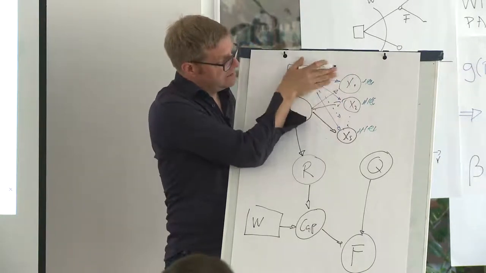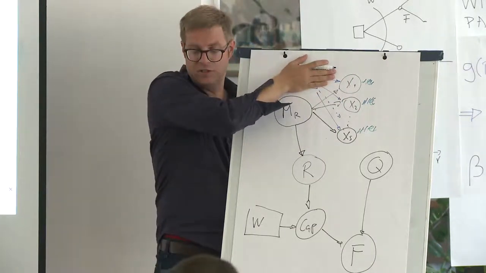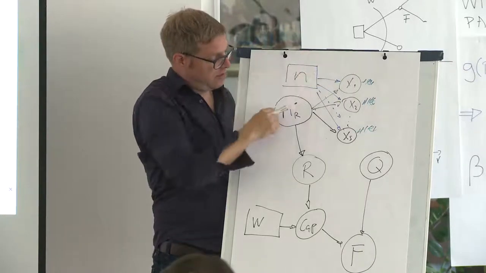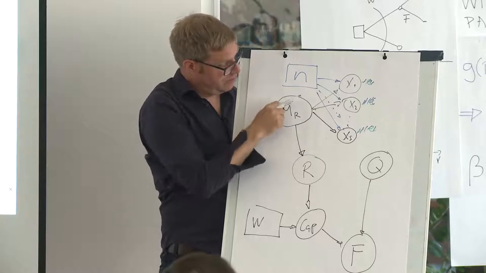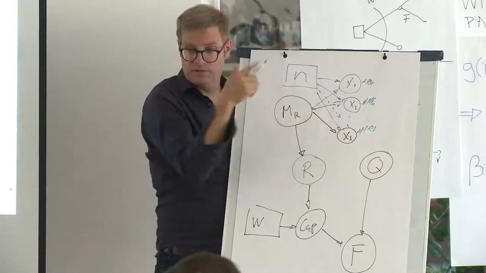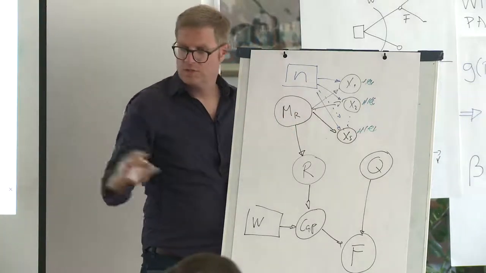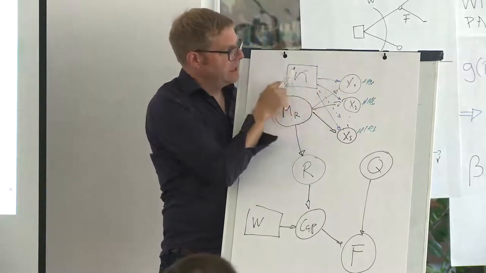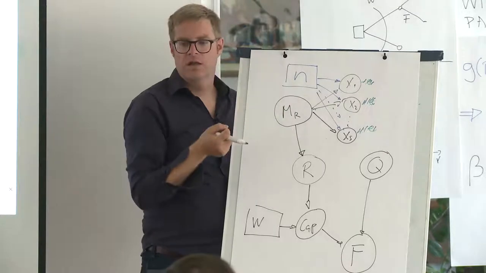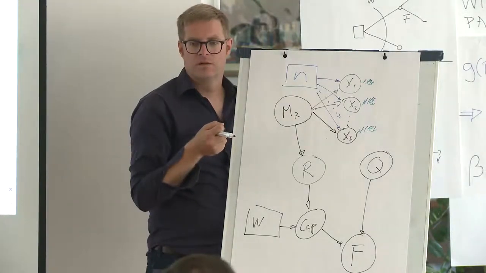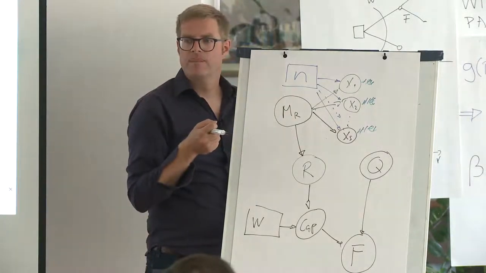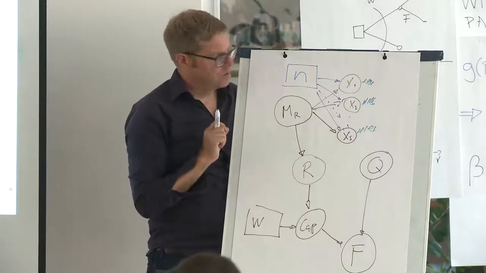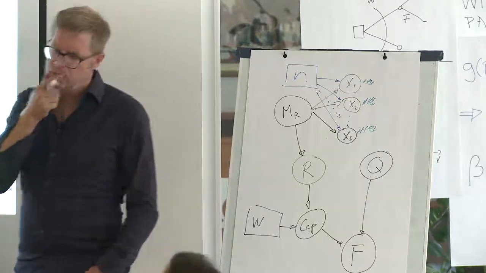Without that, it's just the likelihood, and in this case, it's the normal distribution with mean value mu r and the standard deviation from the batch. But now it's also conditional on n. And how do I introduce this condition on n?